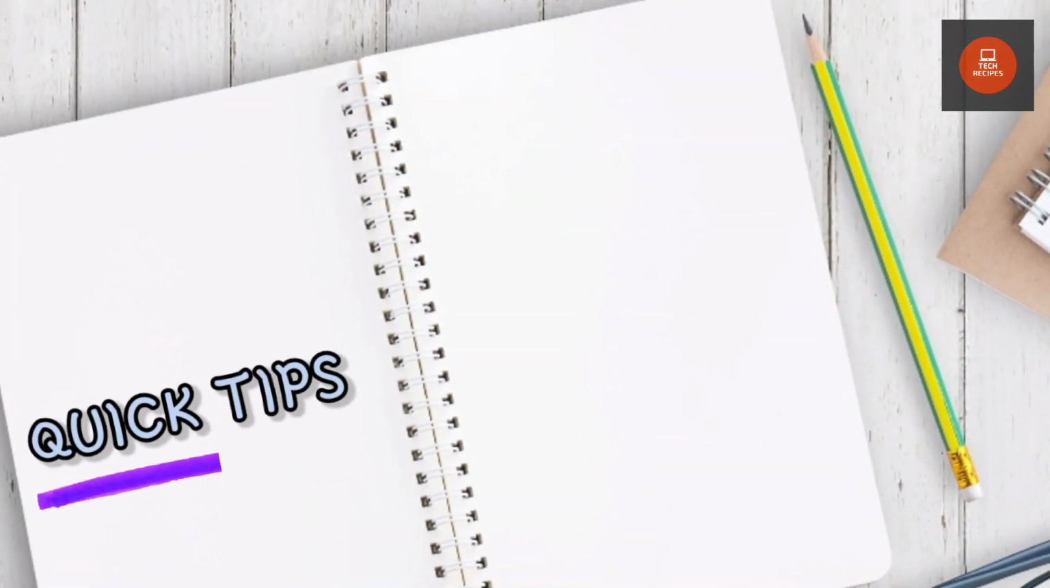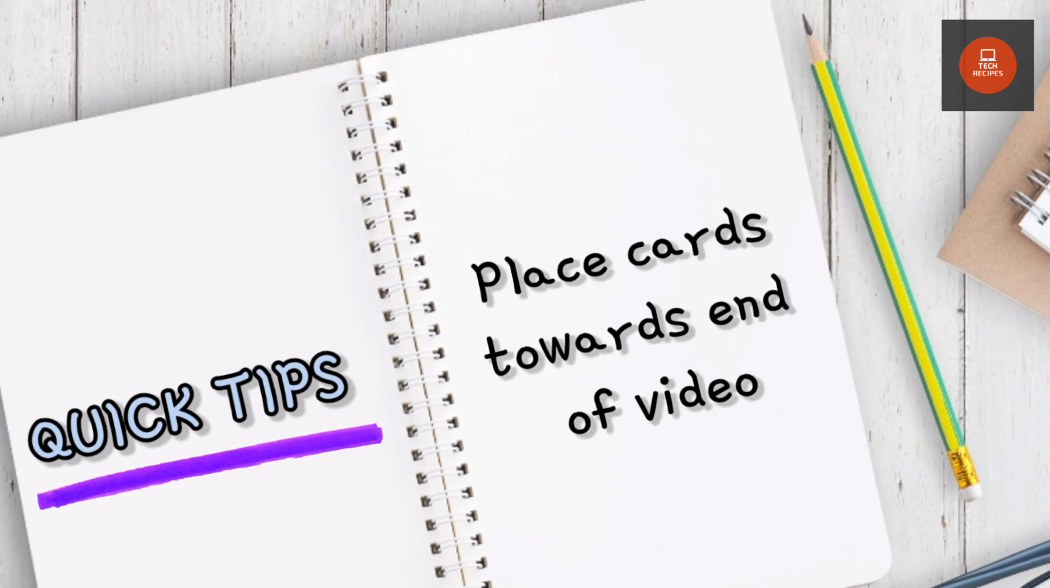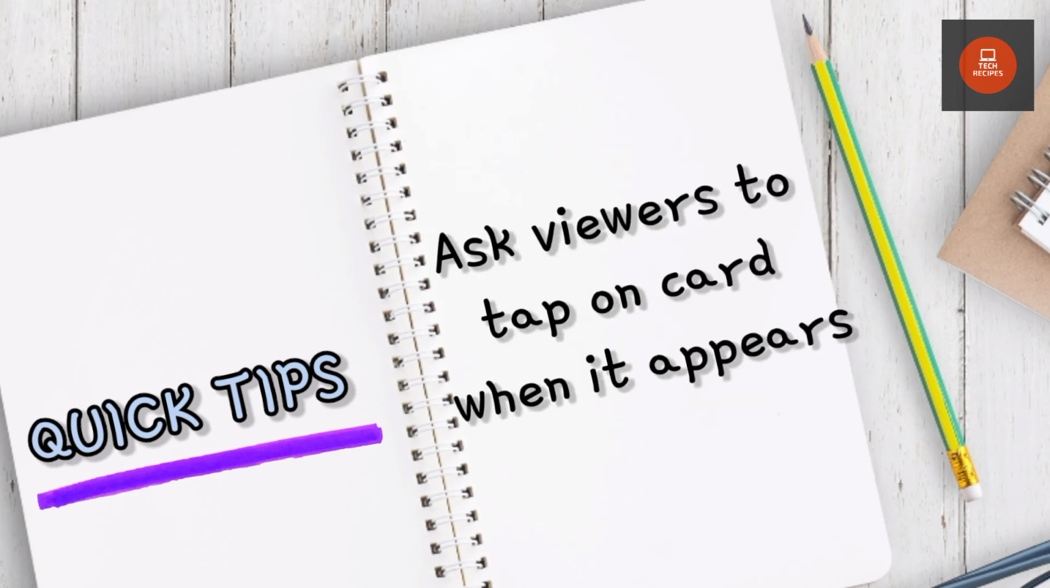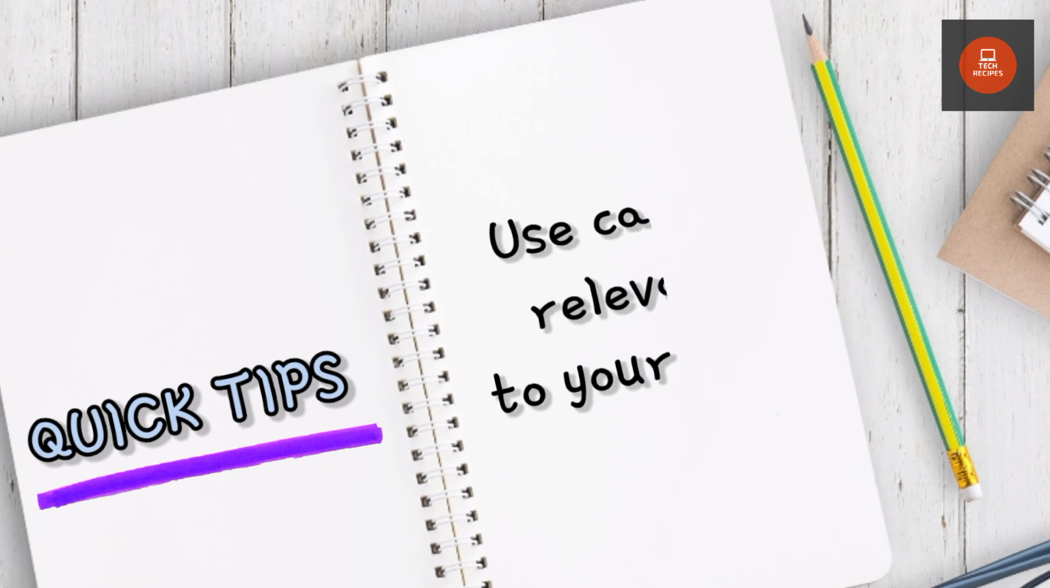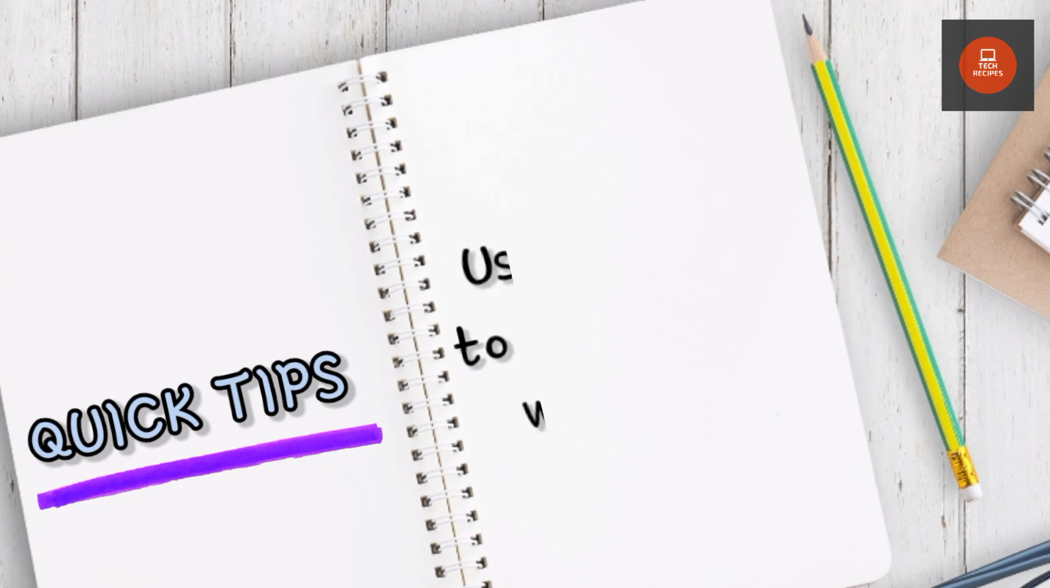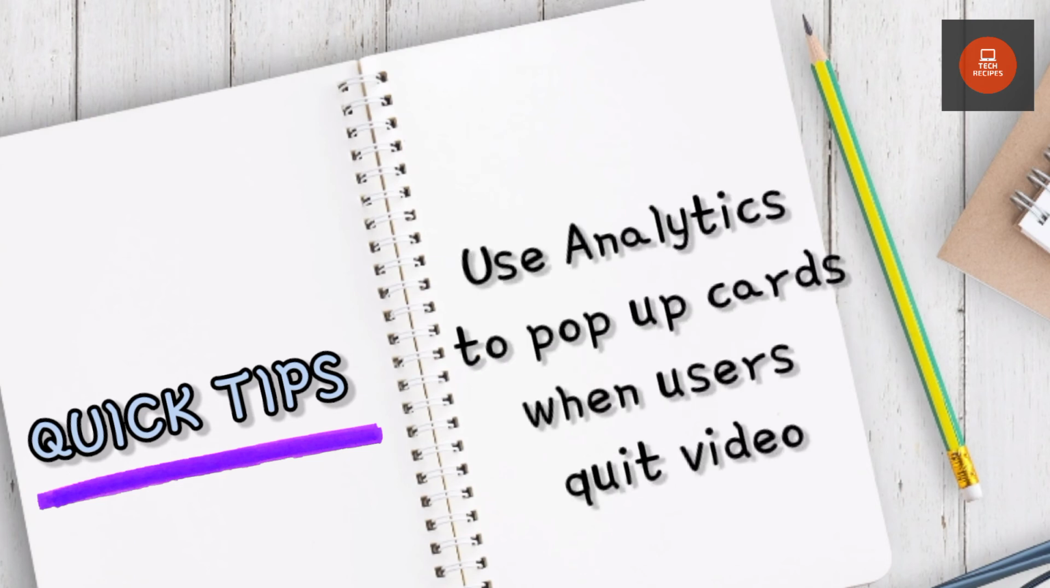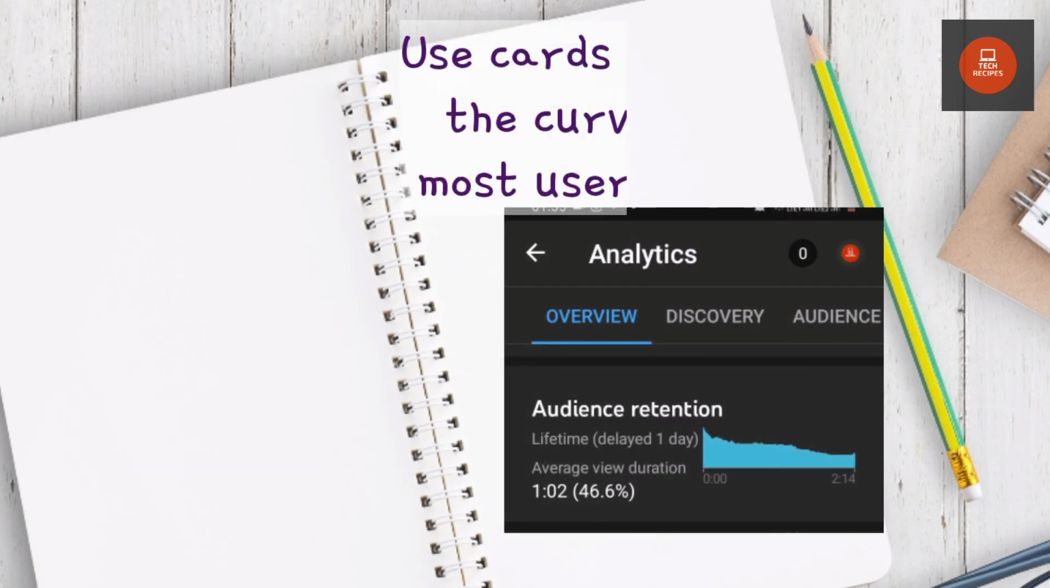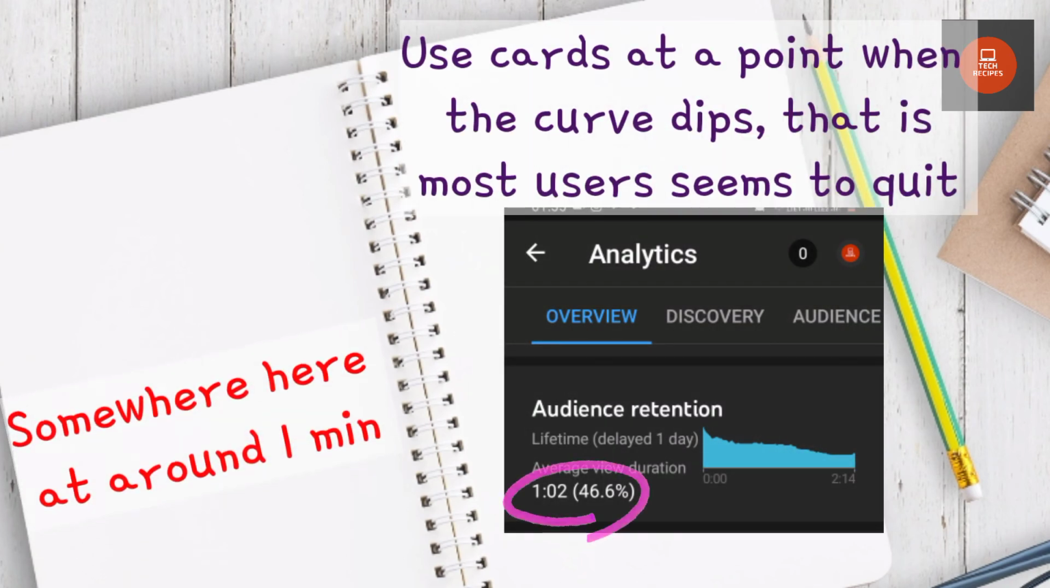Now some quick tips. When to place your card. Place your cards towards the end of your video so that viewers don't leave your current video midway. Verbally asking the viewers to tap on the card while the card pops up can be helpful. Your cards should be relevant to your video. See from your YouTube Analytics when do most users leave your video. Pop up a card just before that so that they can skip to another video if they want.